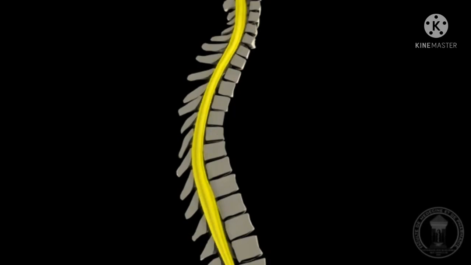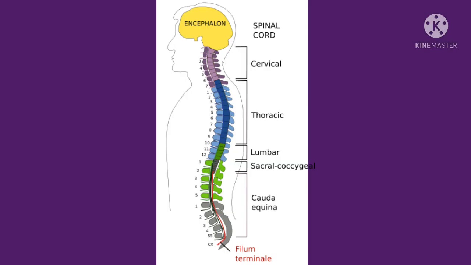It is covered by meninges. Already we studied that the brain is covered by meninges. Similarly, the spinal cord is covered by meninges. What are they? Outer dura mater, middle arachnoid membrane, inner pia mater. Clear?